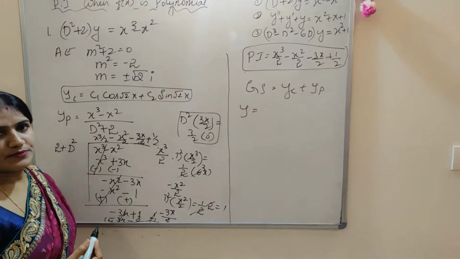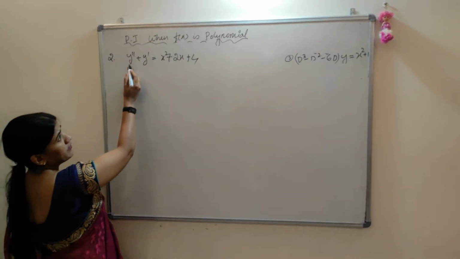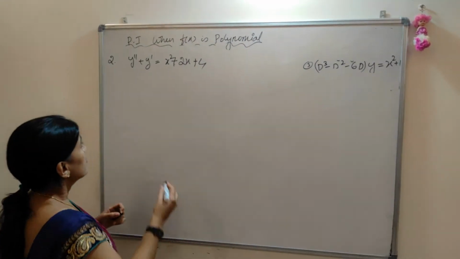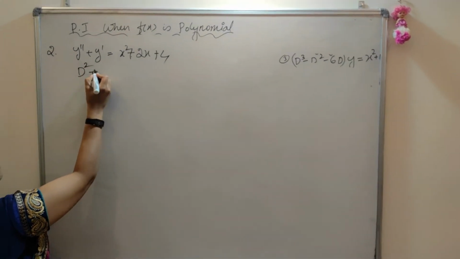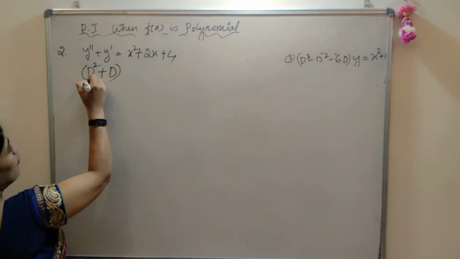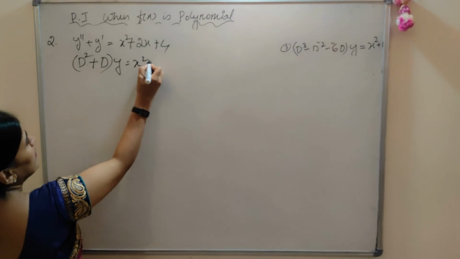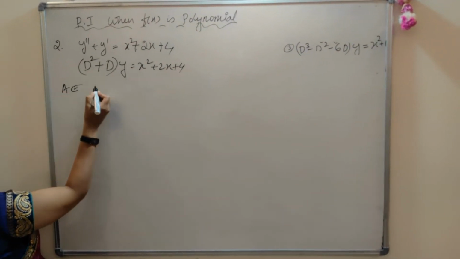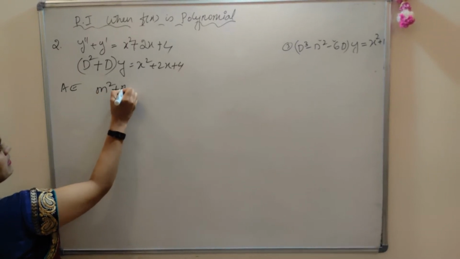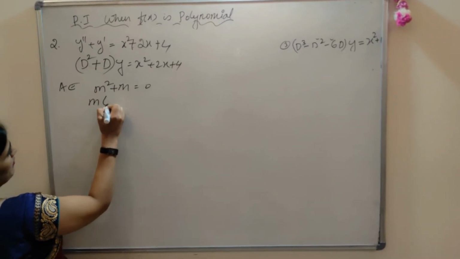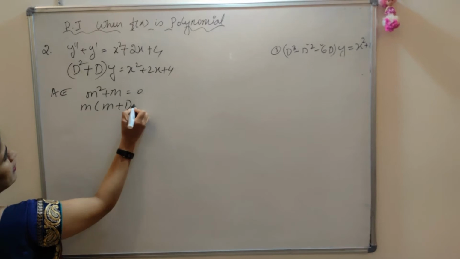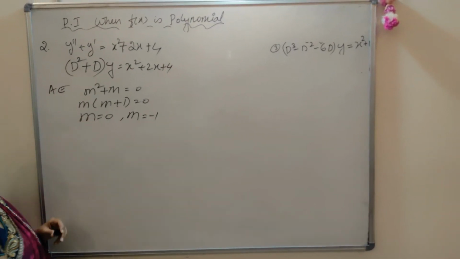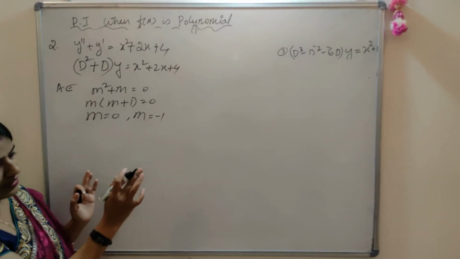Okay? Yes, in this problem, see, y double dash plus y dash is equal to x square plus 2x plus 4. So this is y double dash, meaning (d square plus d) of y is equal to x square plus 2x plus 4. So the auxiliary equation is m square plus m equal to 0. m is common, m plus 1 equal to 0. So m is equal to 0, m is equal to minus 1. Roots are real and distinct.